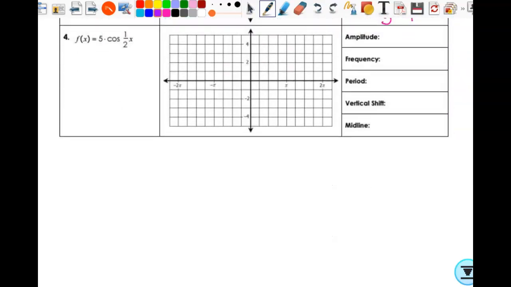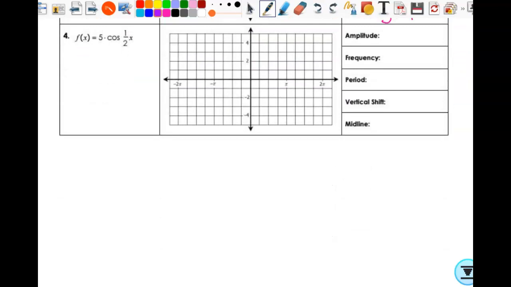Alrighty then. Number 4, what's my amplitude? 5. What's the frequency? 1/2. Which means the period is what? 4 pi. Very good. Because remember, it is 2 pi divided by the frequency. So when I divide by 1/2, I multiply by 2/1. That's where 4 pi is coming from. Vertical shift of 0. So my midline is y equals 0.